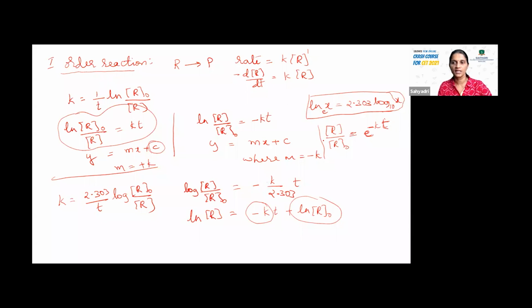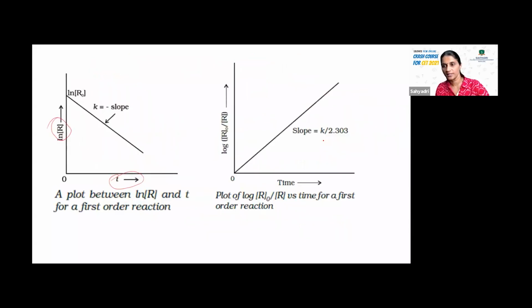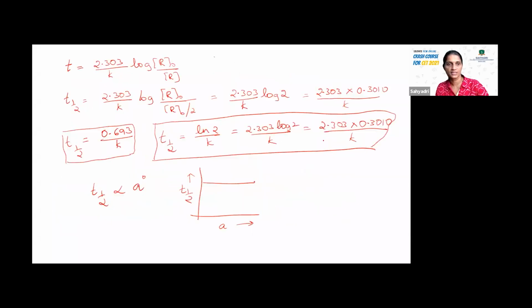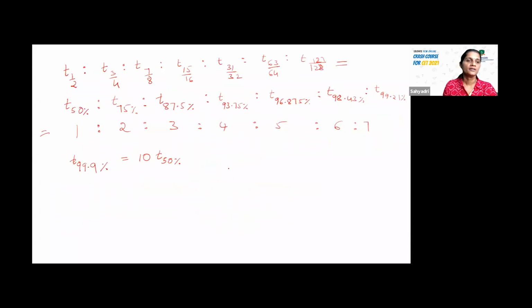Factors influencing the rate of the reaction: one is concentration, and it is deleted. Effect of temperature is deleted, so I'm not going to discuss that. Catalysis, catalyst, all those things. Fine. So this is one relation which you can use.